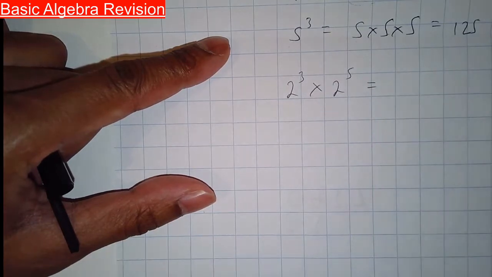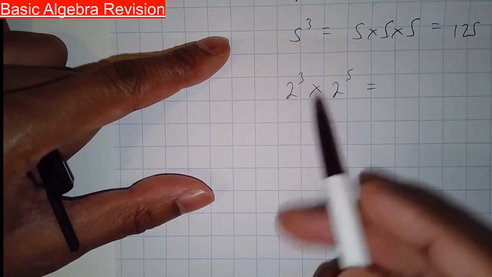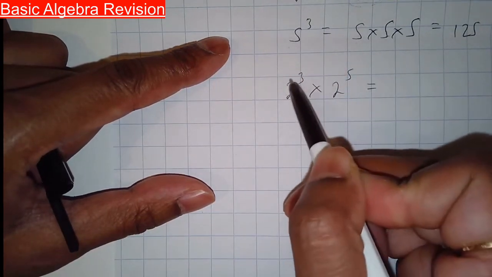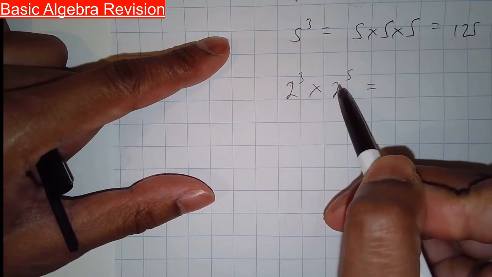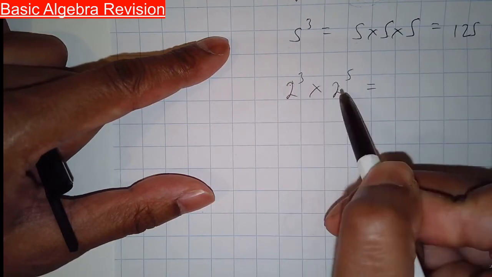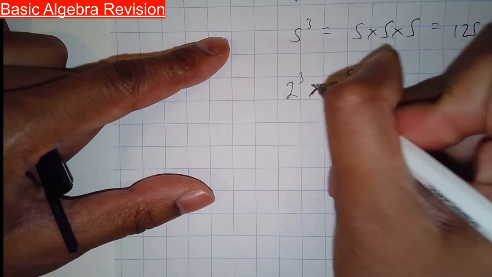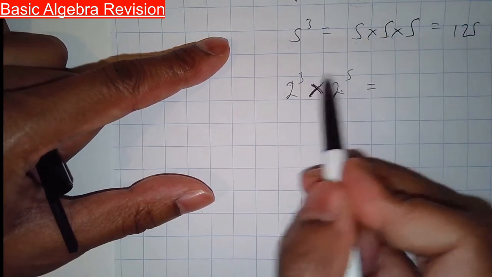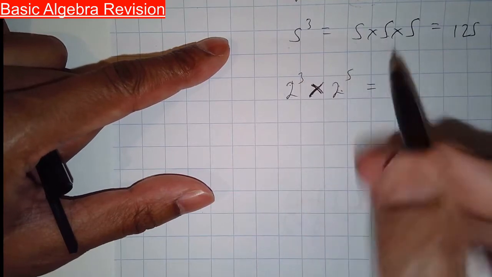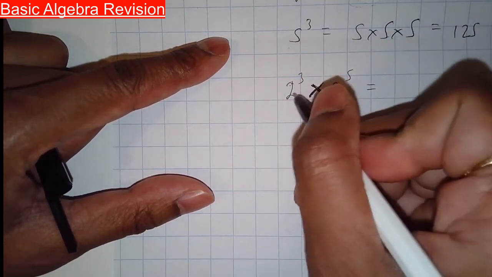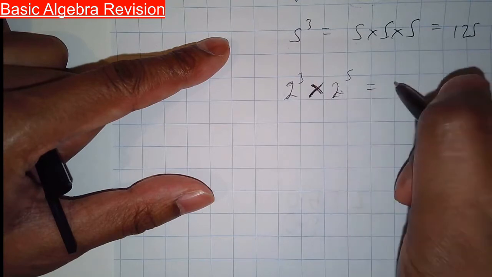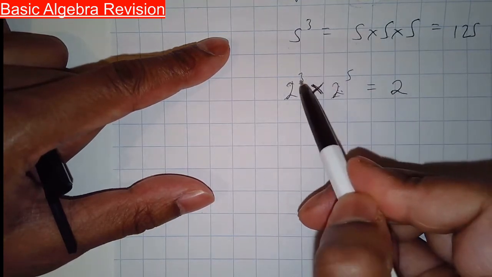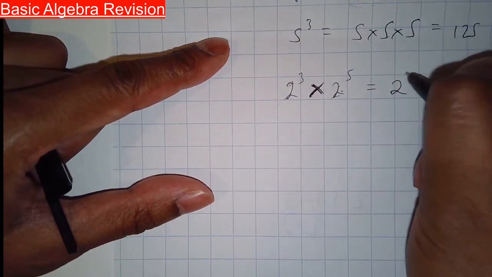Right, if I wanted to simplify this, you look at this and think, hang on, there's a base of 2, there's a base of 2. The bases are the same. So when the bases are the same and you're timesing, what do you do with the indices? You add them. So copy the base, and then add the indices. 3 add 5 is 8.